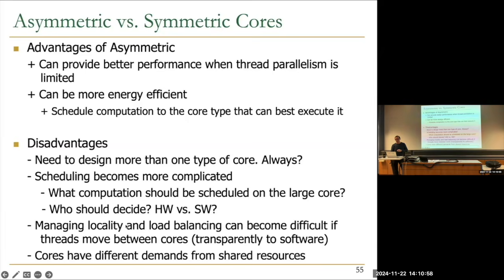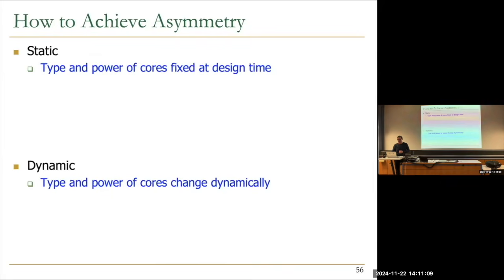And cores may have different demands from shared resources also. That's something important to think about. Like how do you actually provide access to different cores to shared resources, like the memory controller, caches, etc.